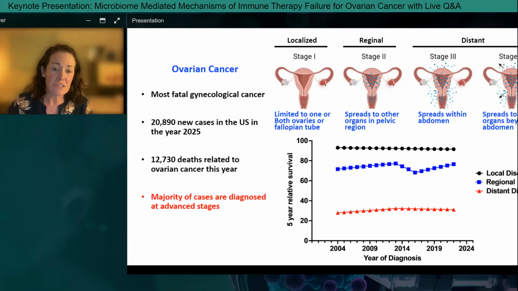And so as you can see here by this 5-year relative survival, as the disease progresses and it becomes more distant, the 5-year relative survival drops precipitously. The other thing I would like to point out with this survival curve is that, you can see over the past few decades, and this is even going before 2004, that overall outcomes have more or less remained unchanged over the past several decades, despite intensive efforts to improve outcomes for this devastating disease.